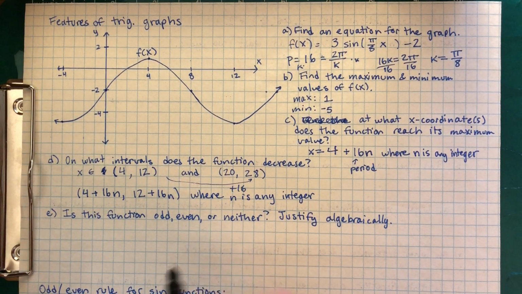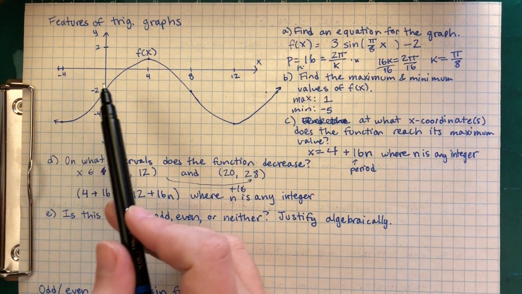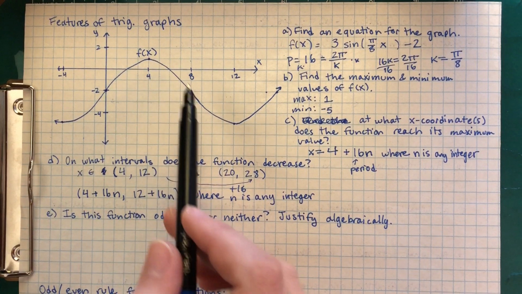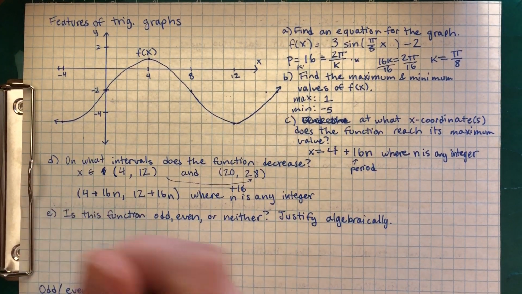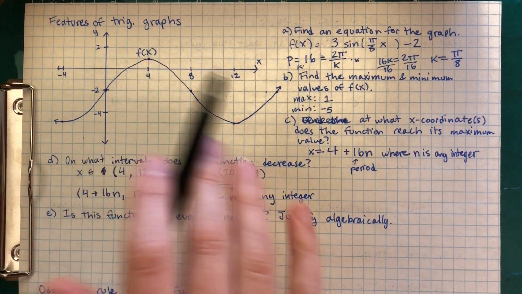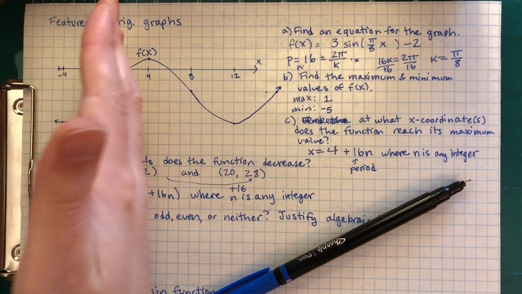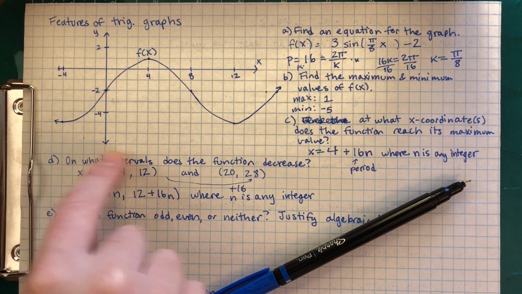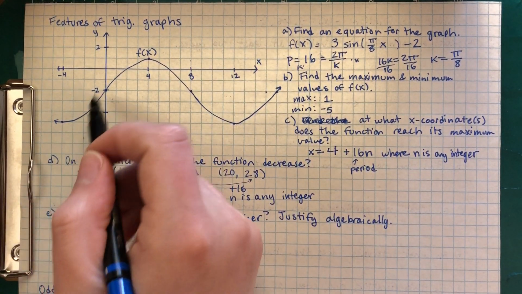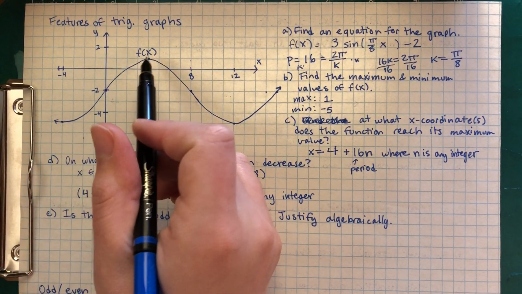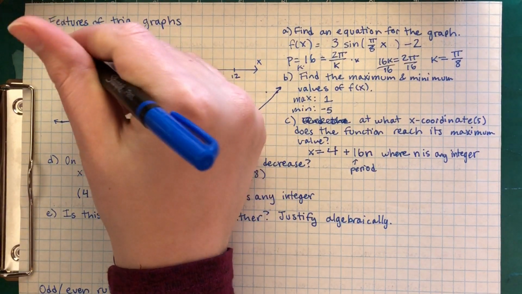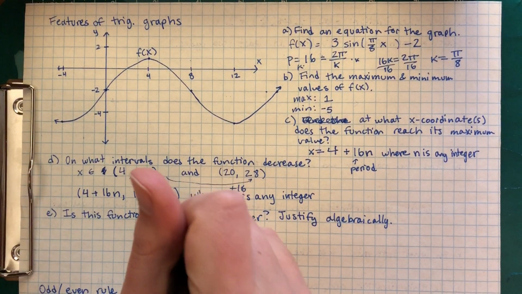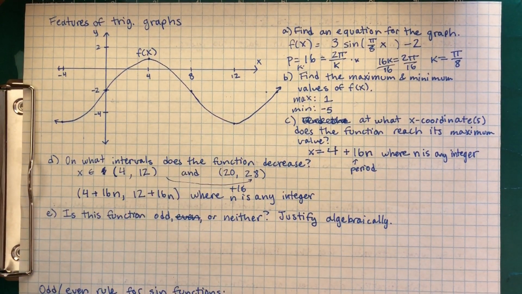Is this function odd, even, or neither? Let's take a look. So for a function to be even, it would need to be the same if we were to flip it over the y-axis and look at its mirror image. And looking at this, we can see that if we were to flip it around, it would be going the other direction. It would not be even. So it's not even.